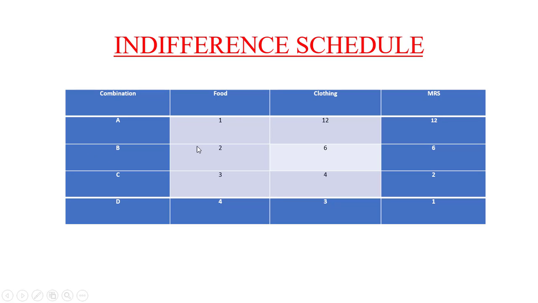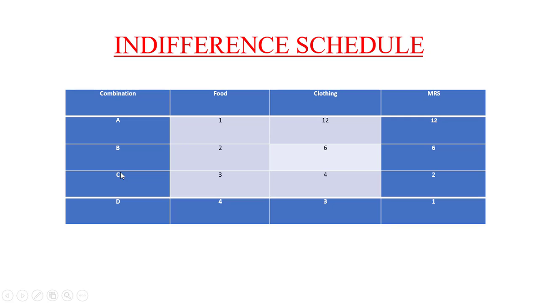Now, in the second combination B, we have 2 units of food and 6 units of clothing, and the MRS is 6. How did we get 6? We are not multiplying the food and the clothing. We are just seeing the combination of these. 1 into 12 gives 12, the initial outlay of the first combination. The second combination is 2 items of food and 6 items of clothing. We didn't get 6 by multiplying; 6 into 2 is 12, no. We get 12 minus 6 is 6. This is the marginal rate of substitution.